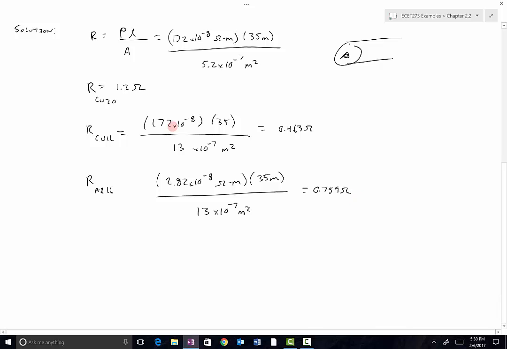So we see that because copper has a lower resistivity, it also has a total overall lower resistance for the same length wire. So we have our calculations. The answers are in ohms.